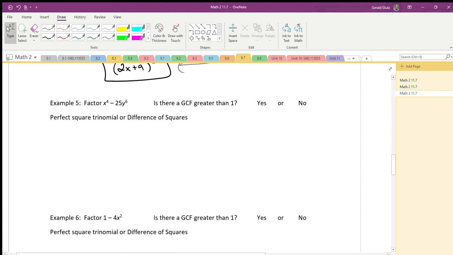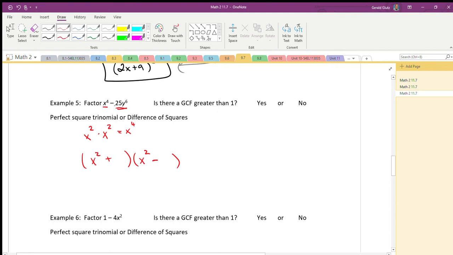So in example 5, again, I have two terms here being separated by a minus sign, so that's a difference. So I'm going to look if these two terms are something squared. So what could I multiply times itself to equal x to the 4th? Well, if I multiply x squared times x squared, that'll equal x to the 4th. So remember, if it's a difference of squares, we'll always have a plus and a minus, or a minus and a plus. Doesn't matter the order.